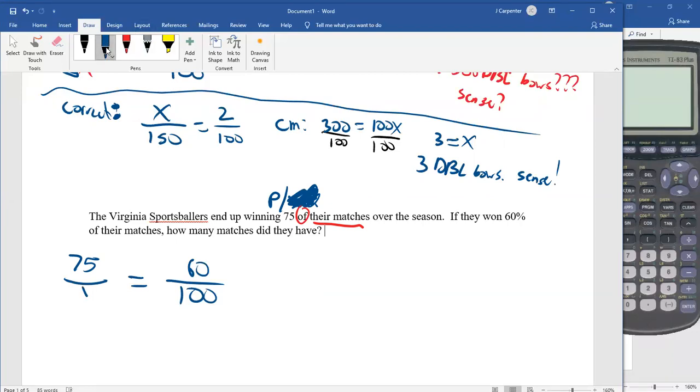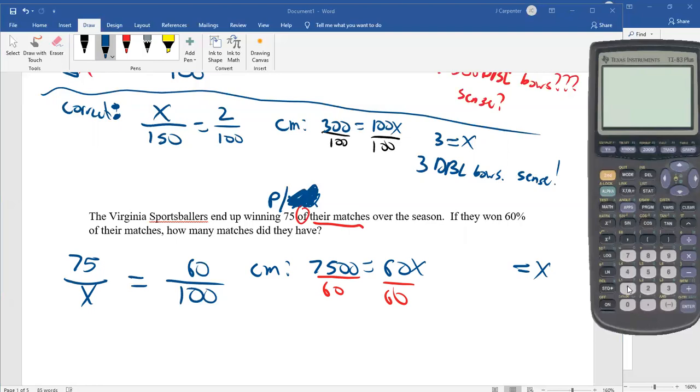All right, so that makes the bottom an x. We're going to cross multiply, and we'll get 7,500 is equal to 60x. We're going to then divide both sides by 60 to finish this off. And we will end up with x is equal to 7,500 divided by 60. And that's going to be 125.